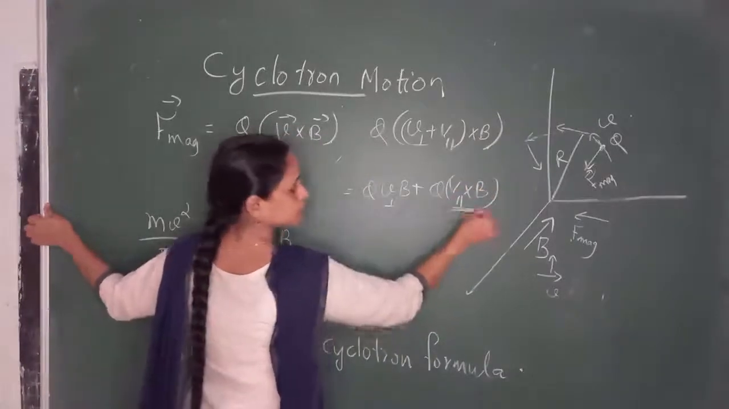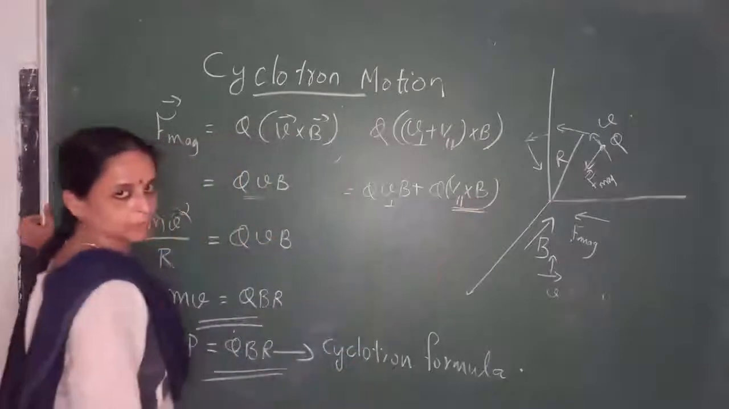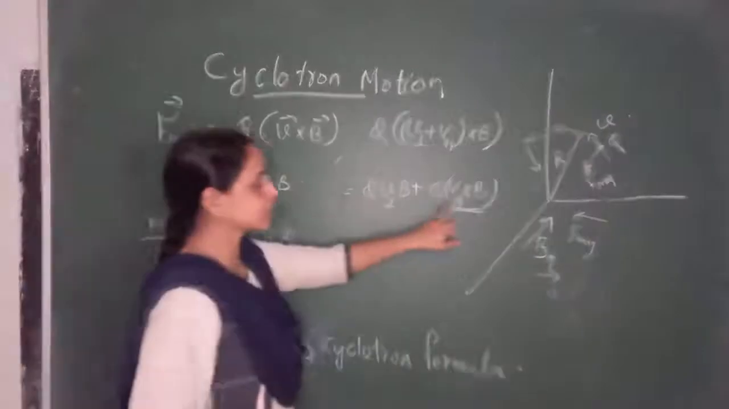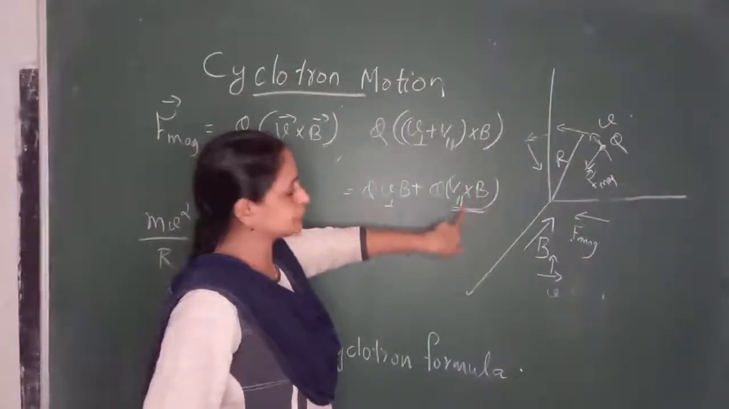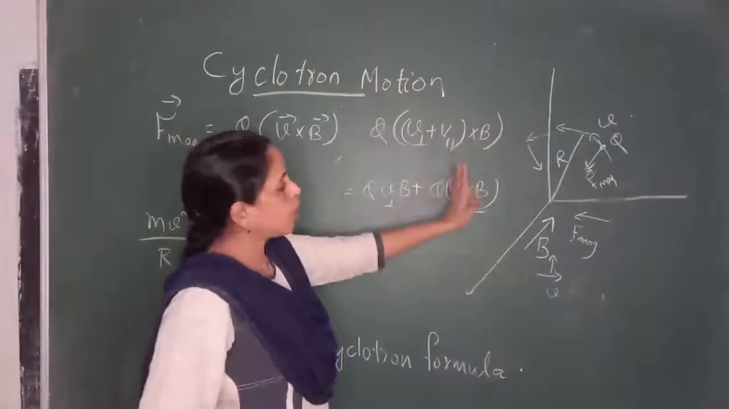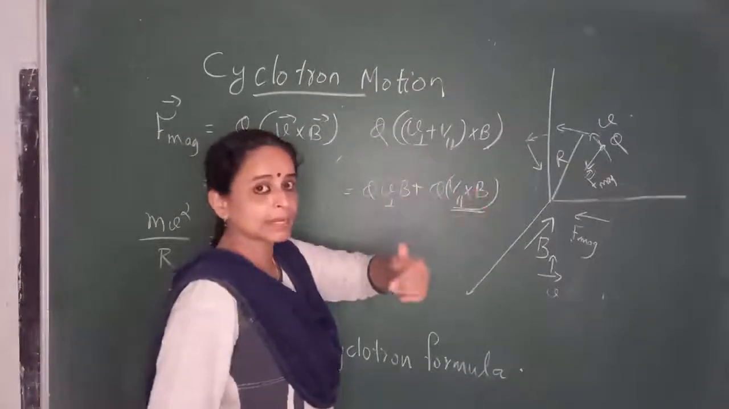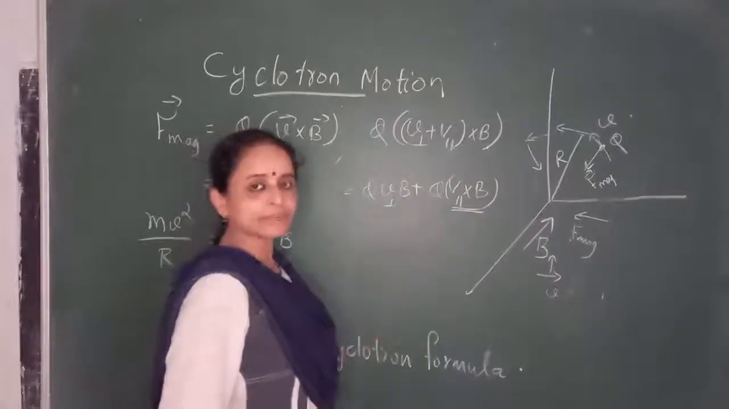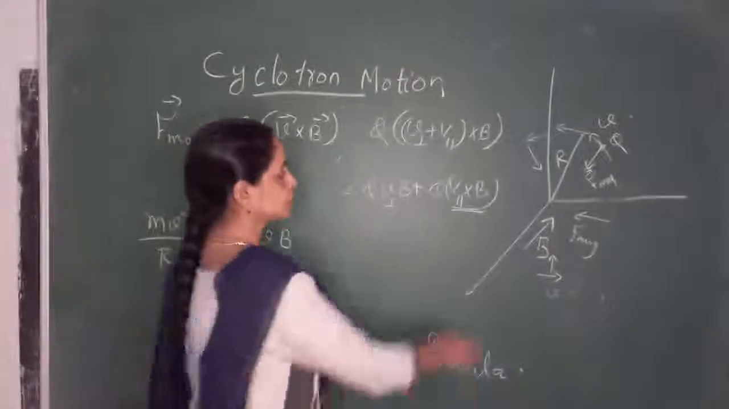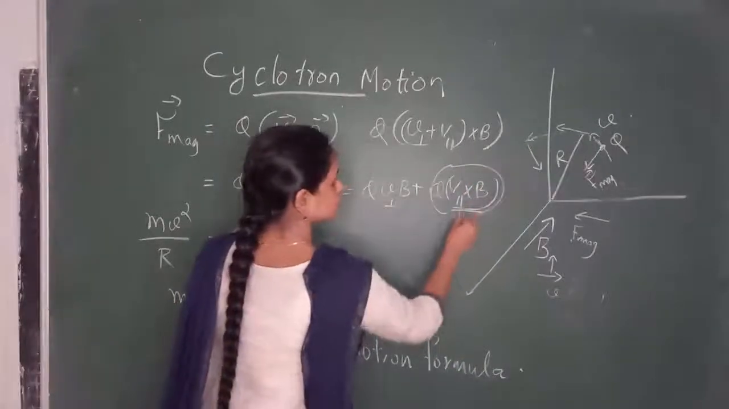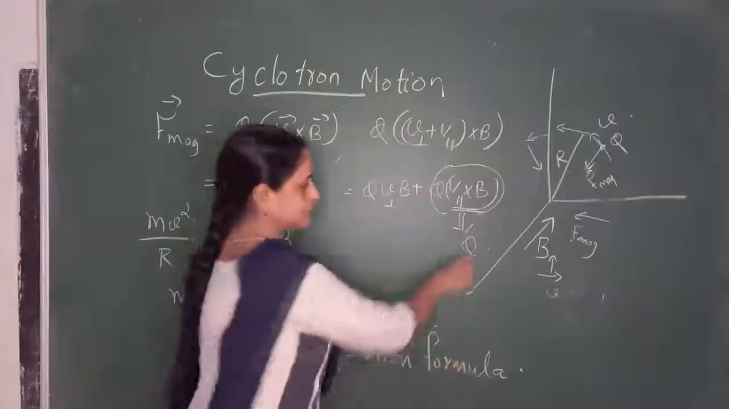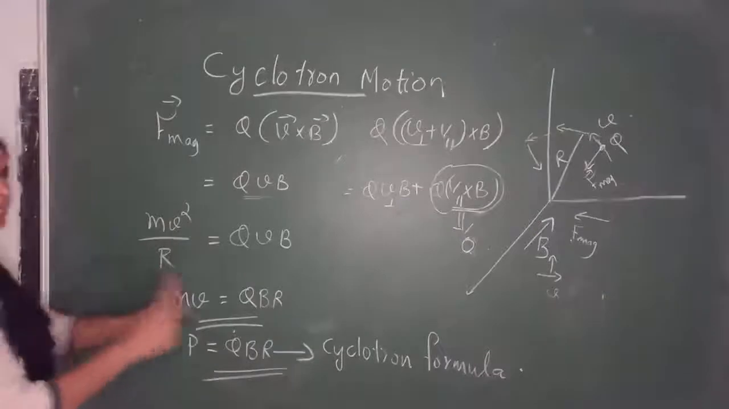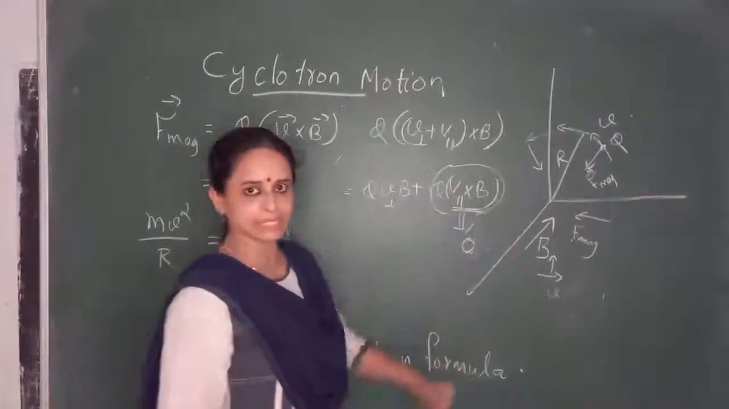So v parallel cross B means, since this is the cross product, v parallel B sine theta. The theta here, if we are taking the parallel direction, is 0, that is sine 0. Or if theta is in the anti-parallel direction, anti-parallel to B, then sine 180. So sine 0 and sine 180 both are 0. So this term will vanish, that is 0. That means the parallel component is not affected by the magnetic field.